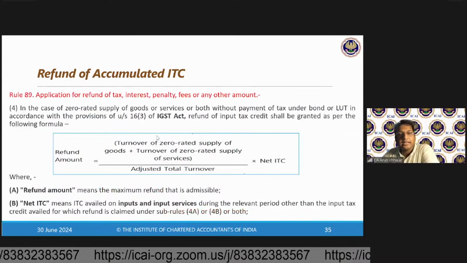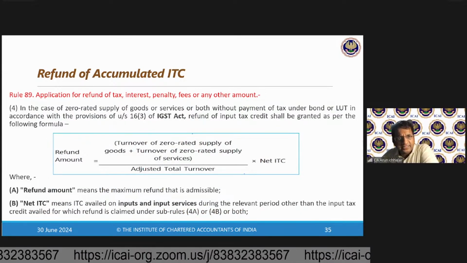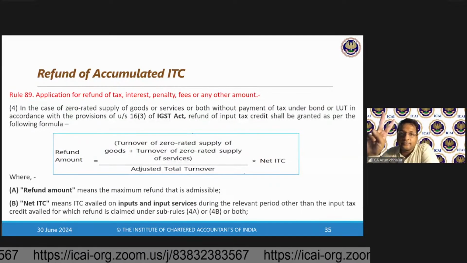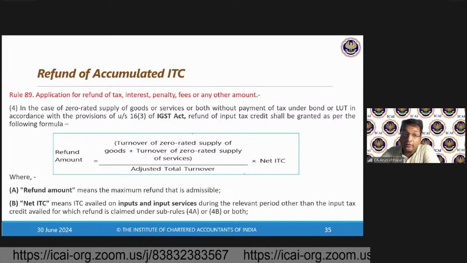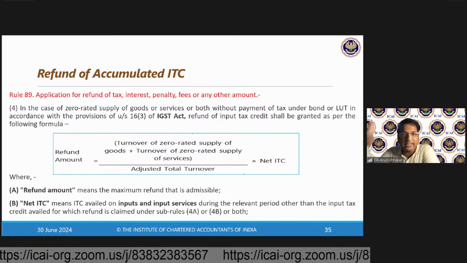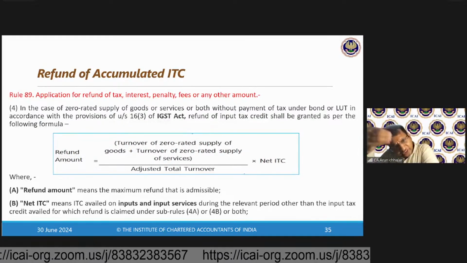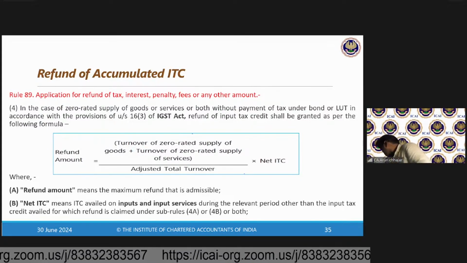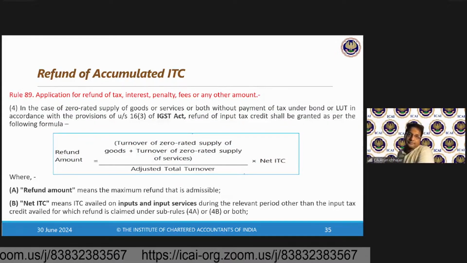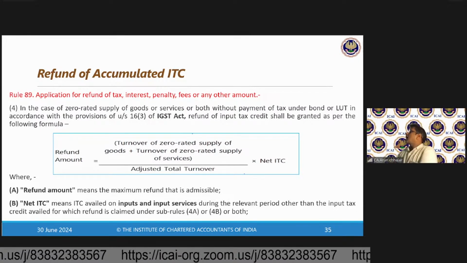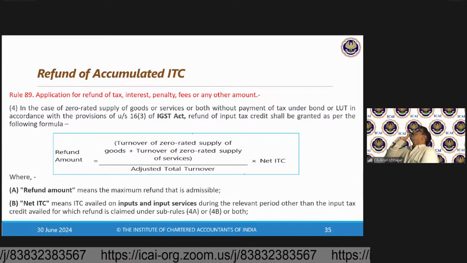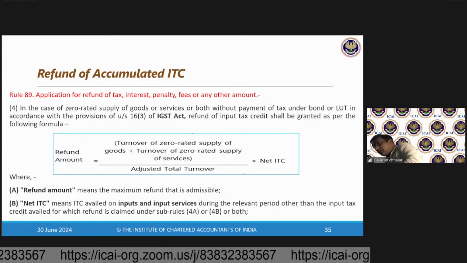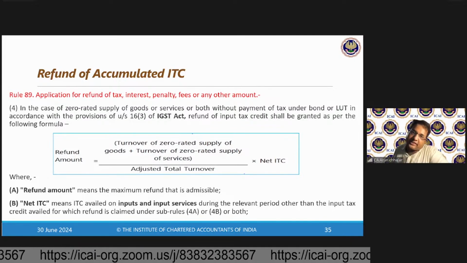So we have discussed. Let me start. The first two are the major category of the refund. We will discuss two categories. First is export and second is inverted duty. However, there are a lot of categories, but it is not possible for me to cover them in the revision class. If you have any question, we will discuss, but otherwise I'm covering 2-3 major categories. The first is a refund of accumulated ITC in case of export.